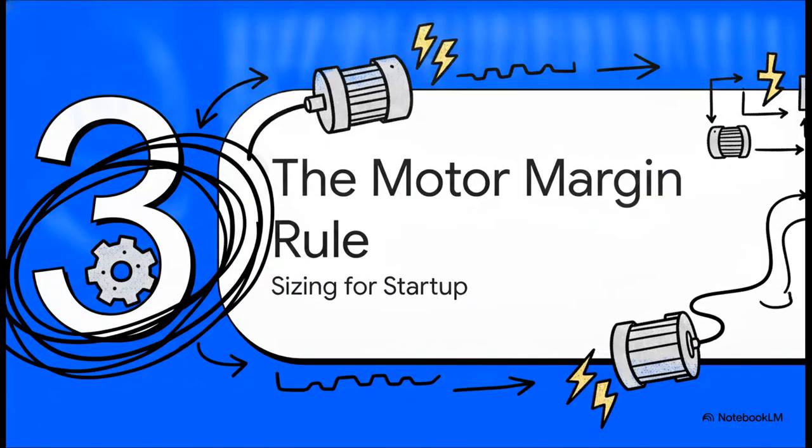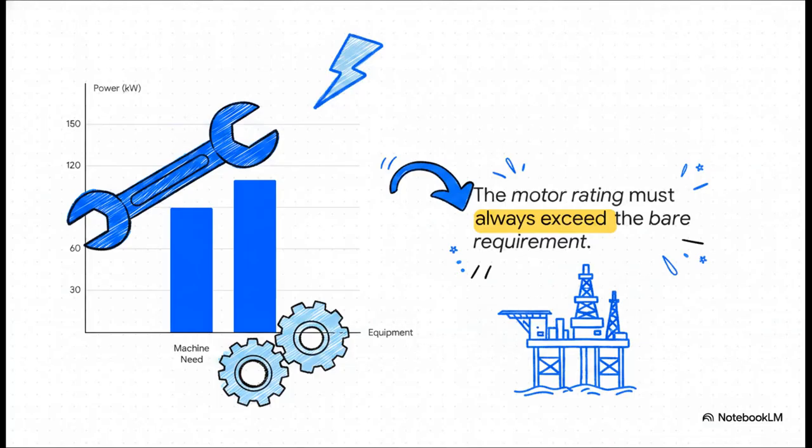That brings us to Section 3, the motor margin rule. The absolutely crucial point here is that you never, ever take a machine's required power at face value. This is a classic trap that a lot of novice engineers fall into. We have to build in a safety buffer. Your selected motor rating must always be physically larger than the driven machine's bare requirement.